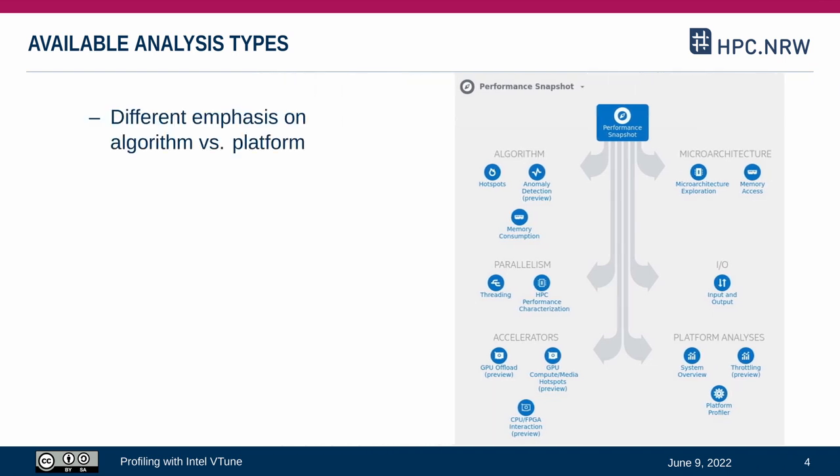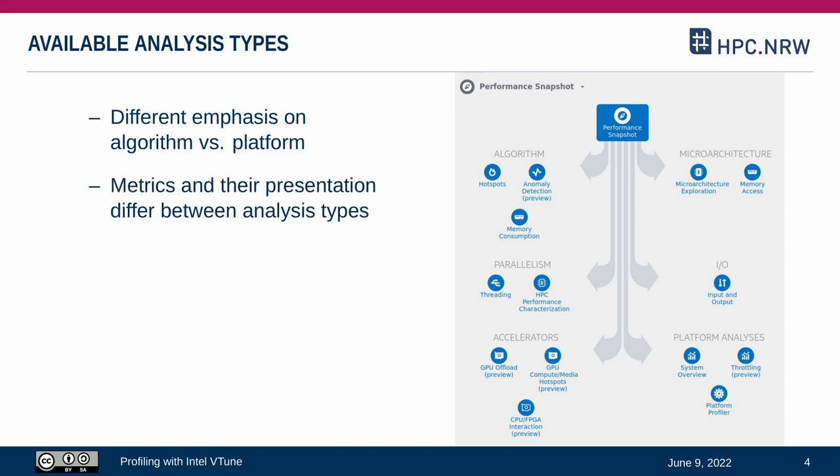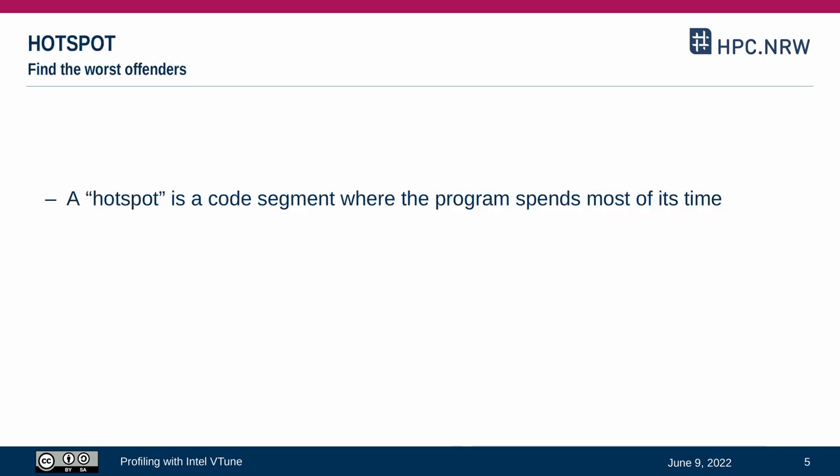Looking at the other analysis types, we can observe a different level of detail. At the top, you find types that focus on the algorithmic optimization and low-level architecture details. On the next level, you zoom out a bit to parallelization and I/O aspects. And finally, at the bottom, you can find analysis types intended for accelerators and the whole platform. The collected metrics and how measurements are presented usually differs between each analysis type. They might collect the same data, but the presentation puts emphasis on the topic the analysis type is trying to address.